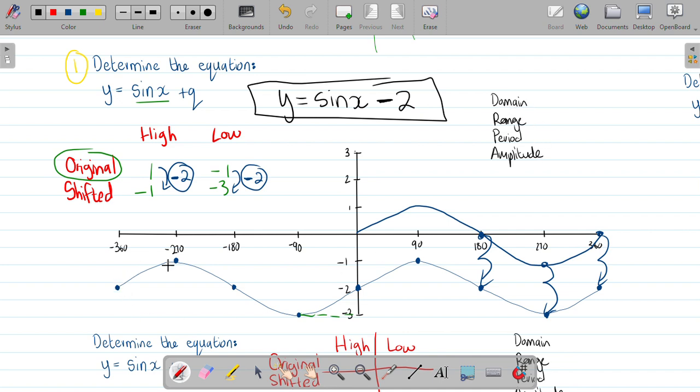So what would the domain be? Well, again, it's from negative 360 all the way through to 360. So we're going to say x is an element of, from and including negative 360 to 360.